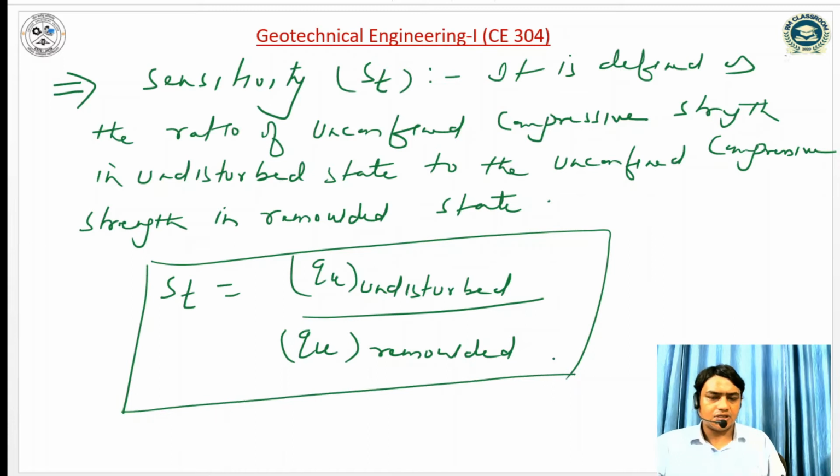Unconfined compressive strength in undisturbed state means we take the soil sample, make the cylindrical sample, and test it for the unconfined compressive strength. That strength will be the unconfined compressive strength in undisturbed state. After the failure, once again it is remolded, a cylindrical soil sample is made, and once again it is tested for the unconfined compressive strength. That will be the unconfined compressive strength in remolded state. The ratio of the undisturbed to the remolded strength is called sensitivity.